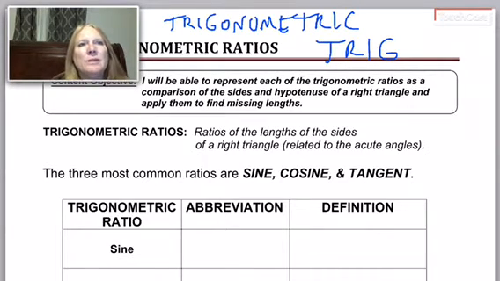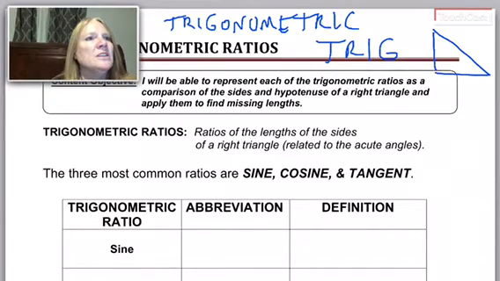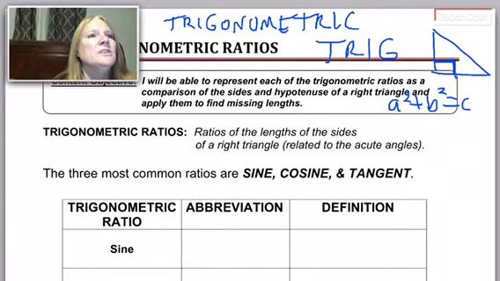Okay? It says I want to be able to represent each of the trigonometric ratios as a comparison of the sides and hypotenuse of a right triangle and apply them to find missing lengths. Okay, so we're still talking about right triangles. So we're just extending our study of the relationship between the lengths of sides and right triangles, which starts with Pythagorean theorem. A squared plus b squared is equal to c squared. Okay, that's Pythagorean theorem, and that explains the relationship between the lengths of the sides in that triangle.